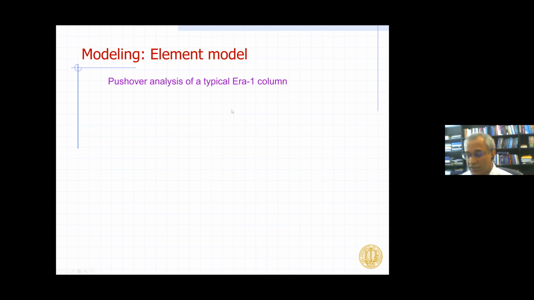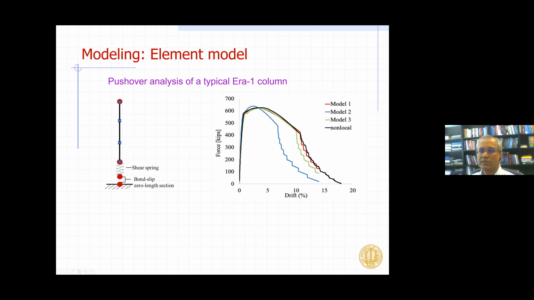So since this is all about modeling and simulation, I thought I'd spend the first few slides talking about the kind of modeling that we used for all of our bridge columns. So as you can see, essentially it's a force-based beam column element with 4 integration points. We also have a shear spring to model potential shear failure. We also have bond slip and a zero length section to model possibly shear penetration effects.